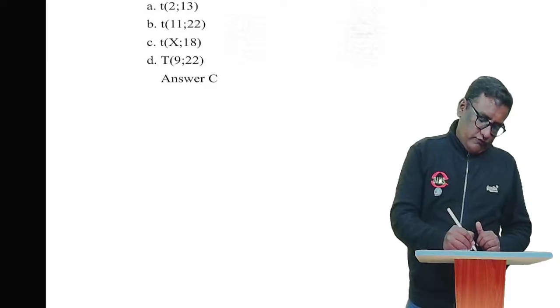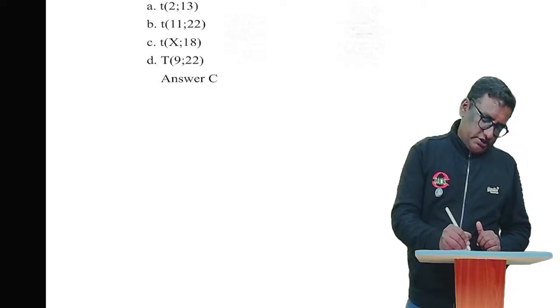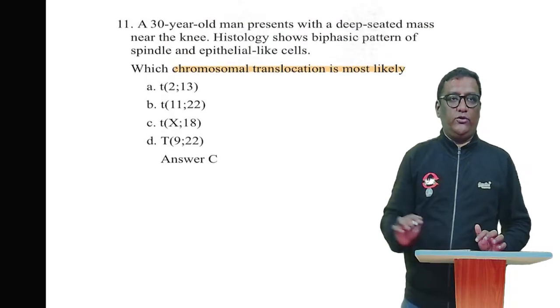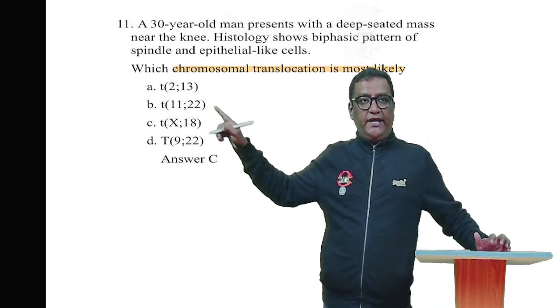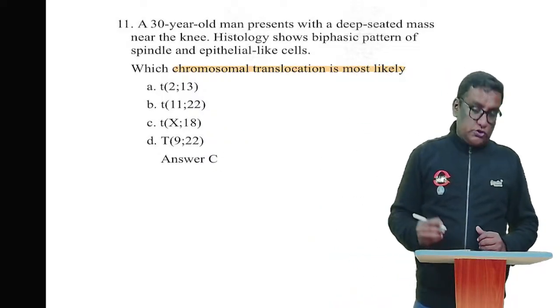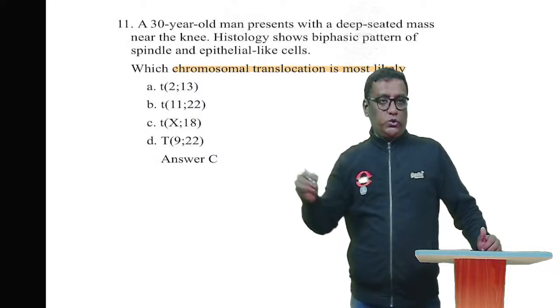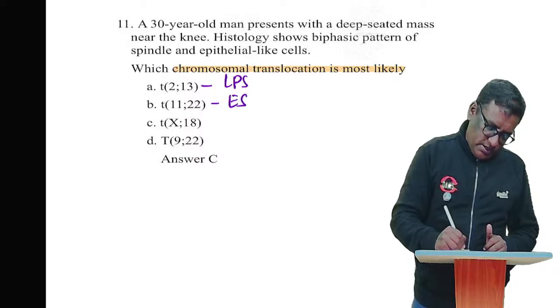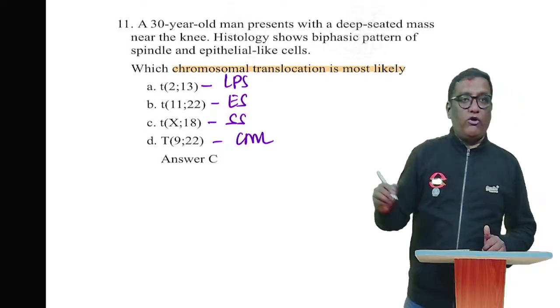Which chromosomal translocation is most likely to be seen? Translocation 2;13, 11;22, X;18, 9;22. Okay, so if you want, you can look: translocation 2;13, where is it seen? In liposarcoma. 11;22, Ewing sarcoma. X;18, synovial sarcoma. 9;22, CML. Right, this is how I will be looking.